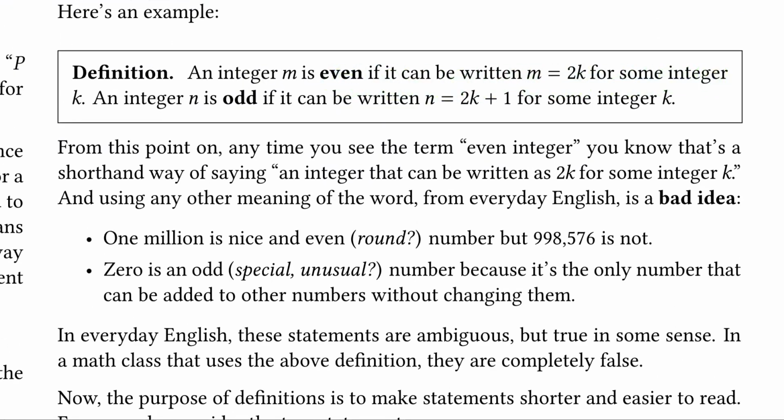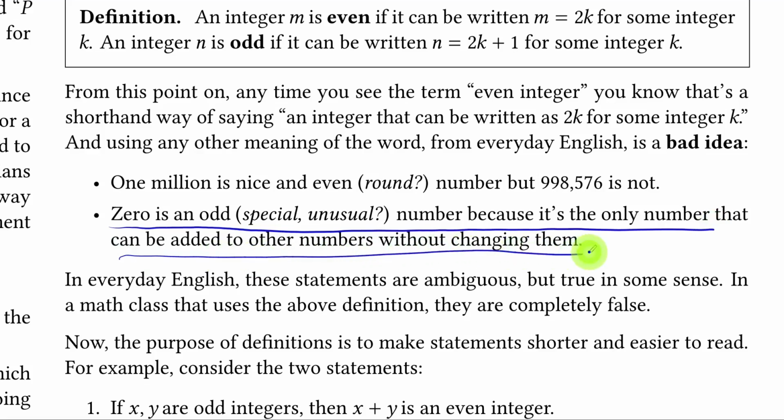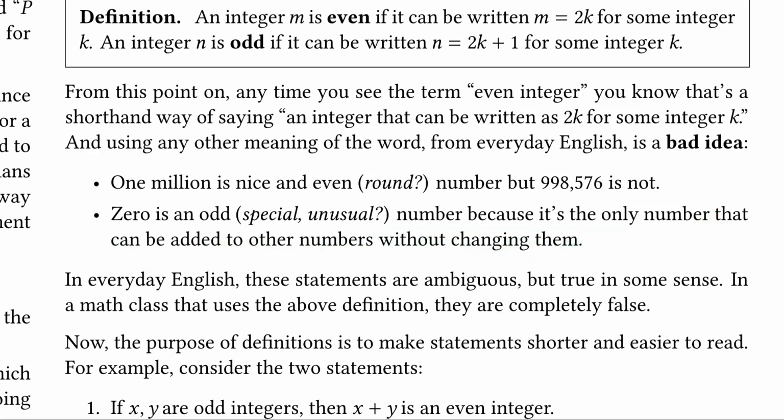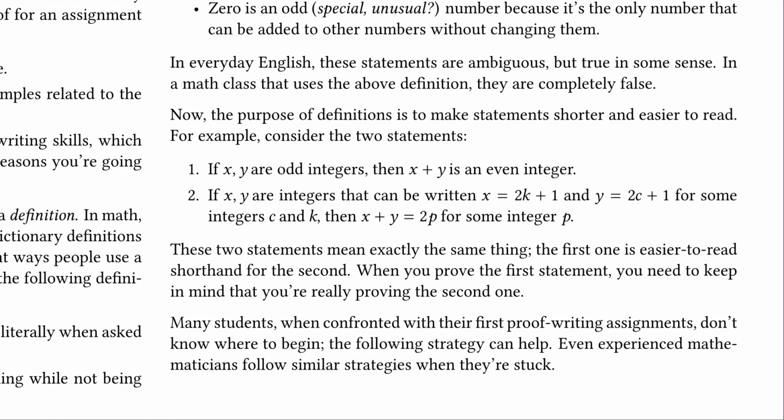You can't say, like, 1 million is a nice and even number because it's nice and rounded, but 998,576 is not an even number, because it is an even number. Or you could say 0 is an odd number because it's the only number that can be added to other numbers without changing them. By that you mean the English word odd, which might be like it's a special number or an unusual number. So don't use the word odd for that. Okay, so those are mathematical definitions.